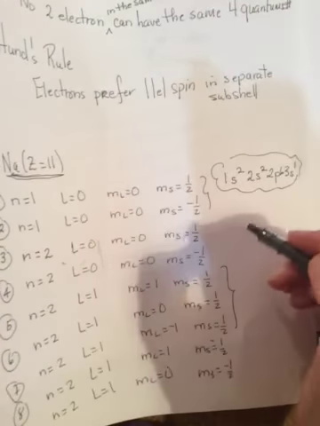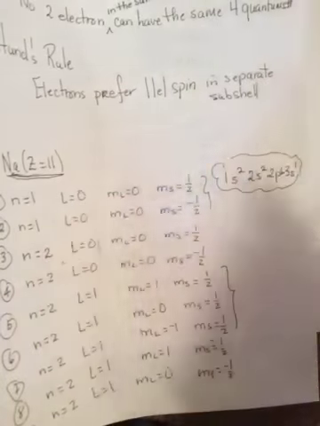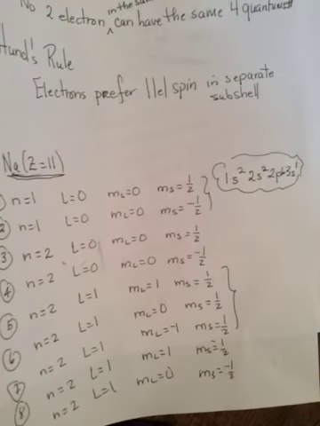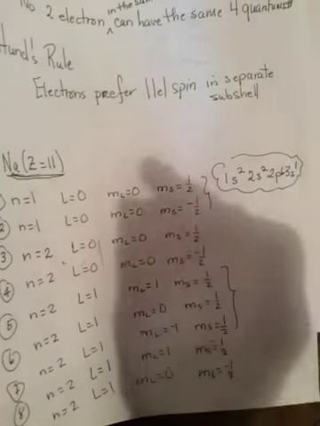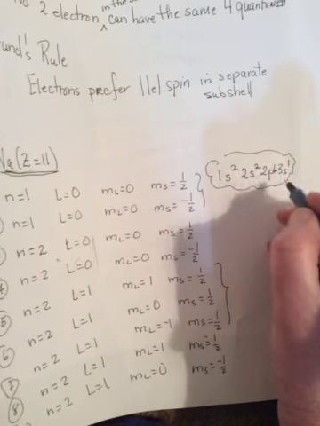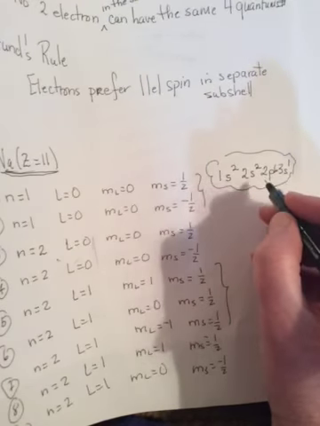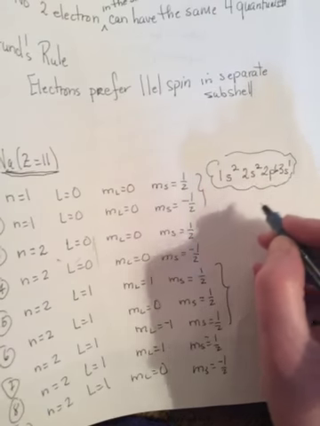And so this is a much more concise way of writing it than all of this, but it shows exactly the same thing. That's sodium. If we wanted to do the next one in the periodic table, Z equals 12, magnesium, then all we have to do is just add one more here, and it would become 1s2, 2s2, 2p6, 3s2.